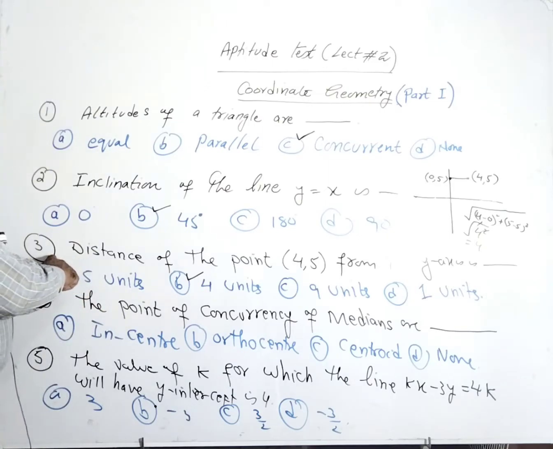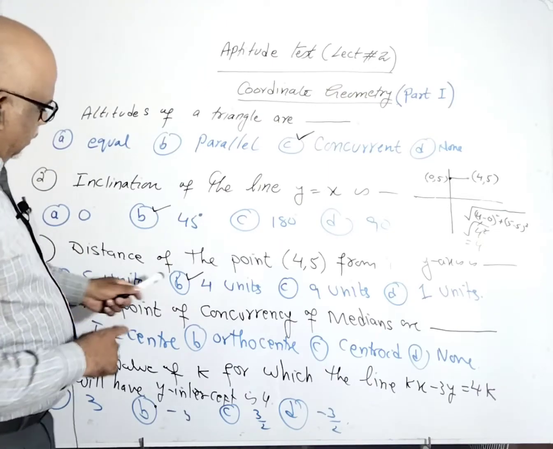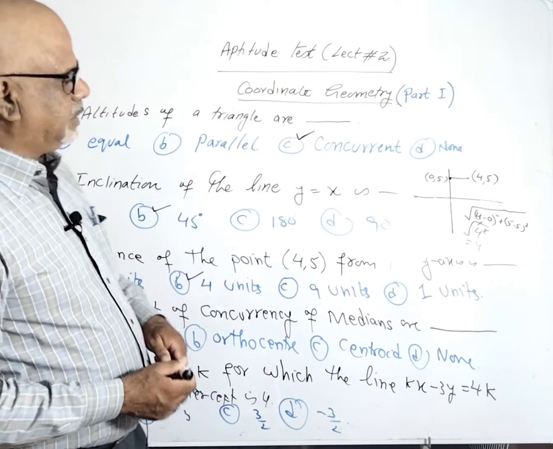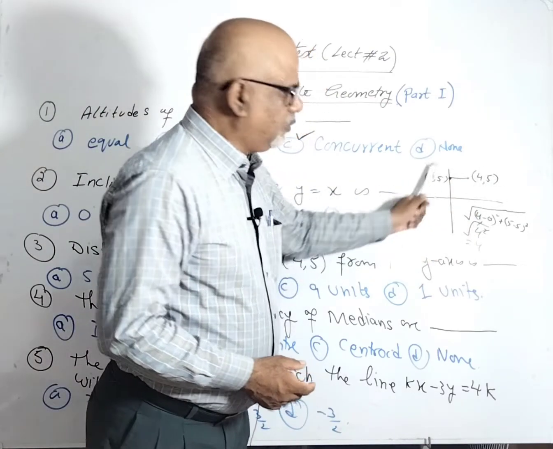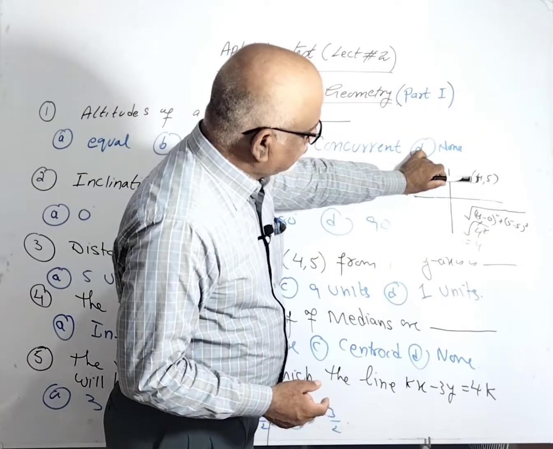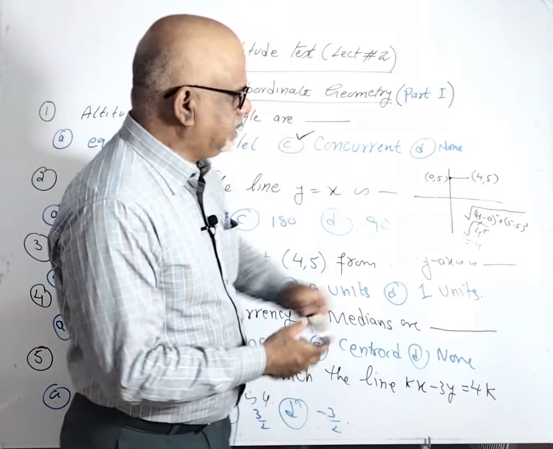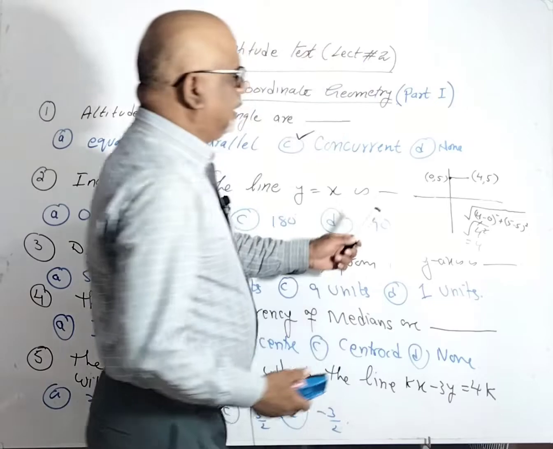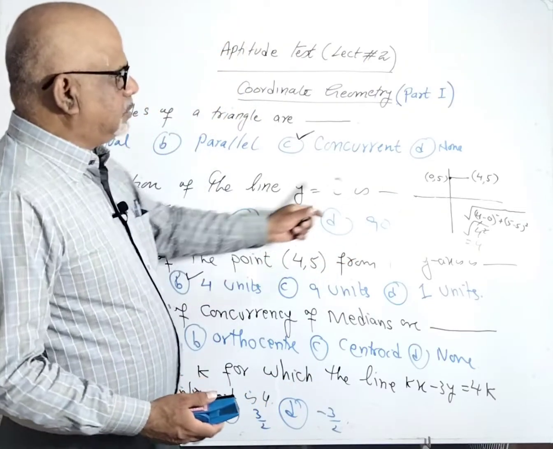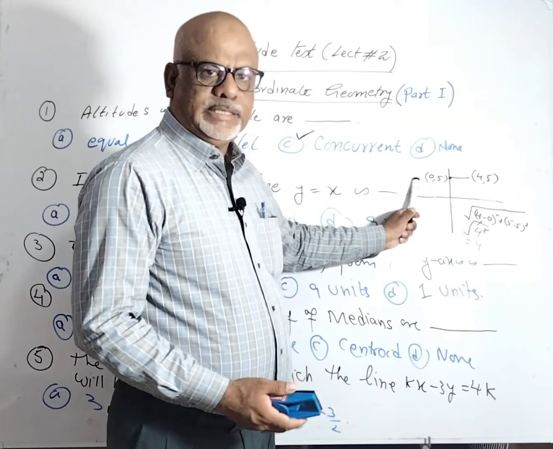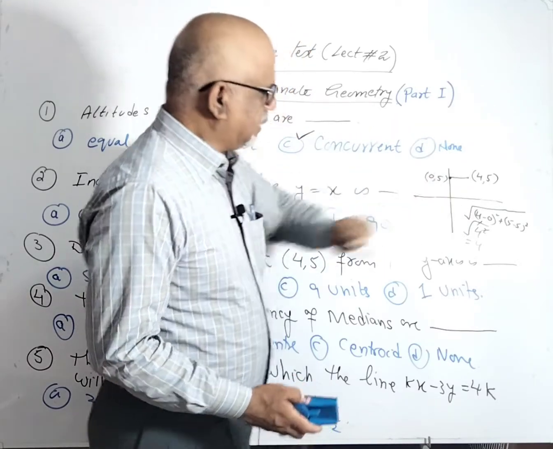So the third correct MCQ is B, that is 4 units, and this is the procedure to find the distance. For the same point, if we have to find the distance from the y-axis or from the x-axis, the situation will change. So please remember that. It's a very important MCQ. Sometimes the distance from the y-axis as well as from the x-axis is required.